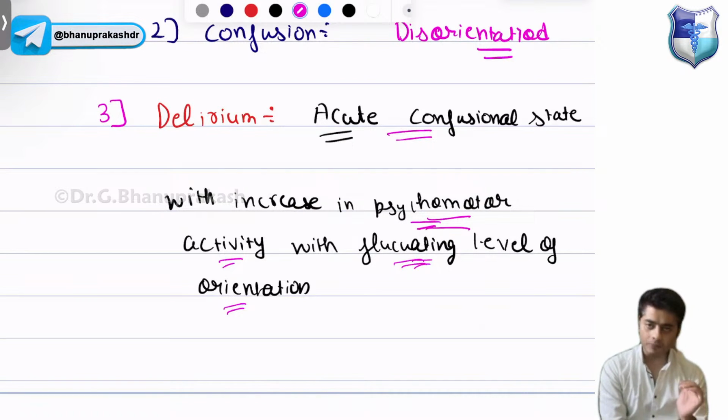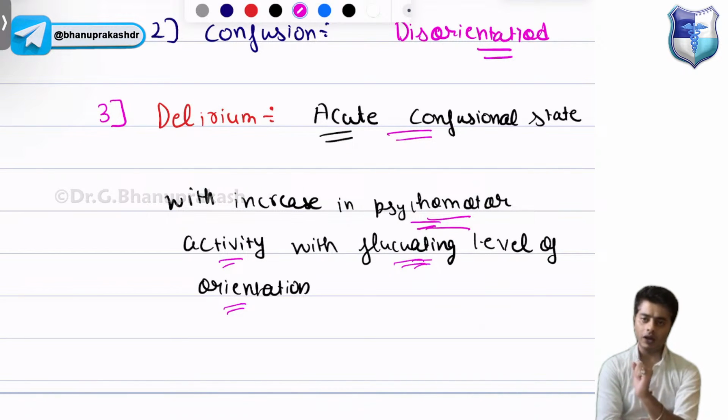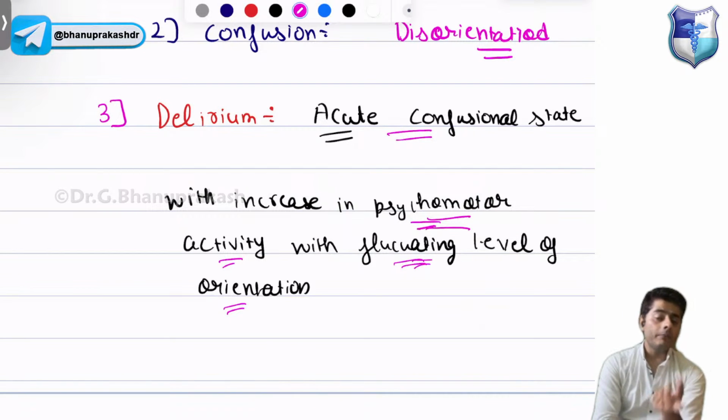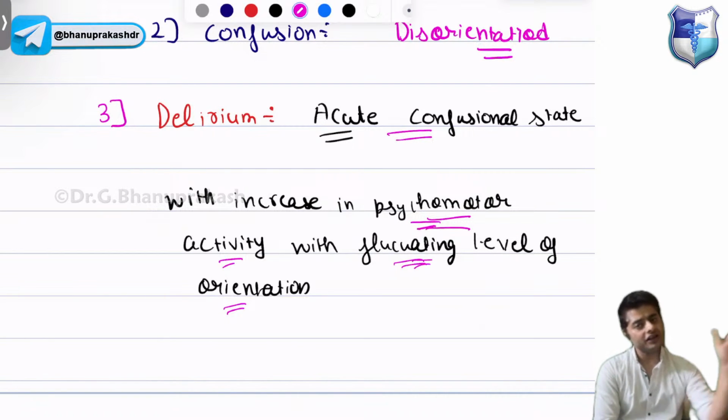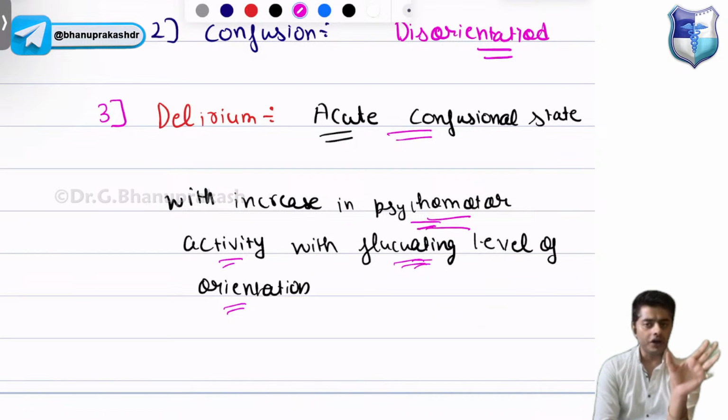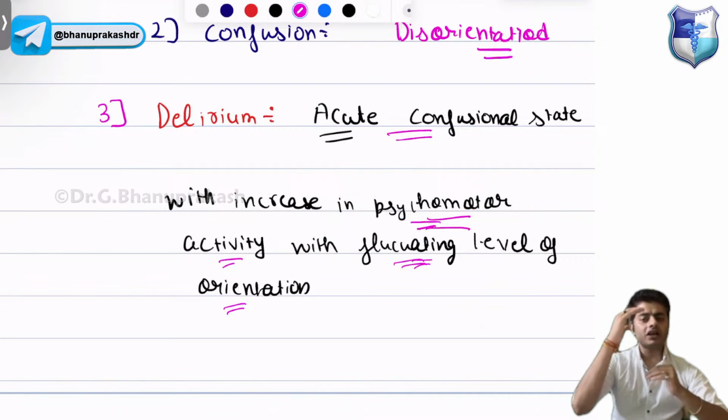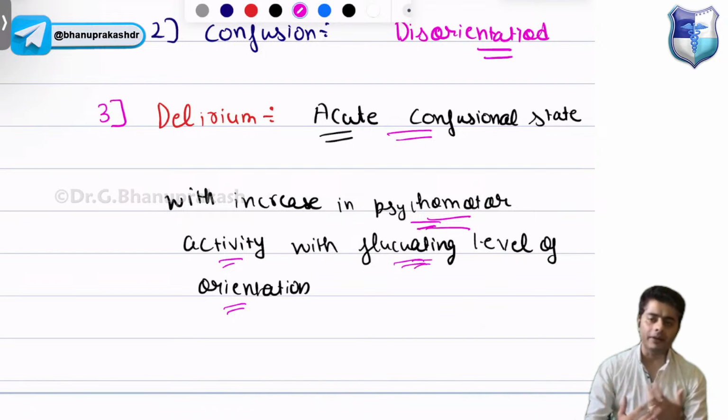And the other feature is the fluctuating level of orientation. What do you understand by this? Suppose there is a patient of delirium. You see that patient in the morning, and he will be mostly all right. But when the day progresses and it is night, you meet him again and you will see the patient is confused. But in dementia, the patient's cognition and memory remain the same throughout the day. In delirium, his confusion and orientation change with time and day.